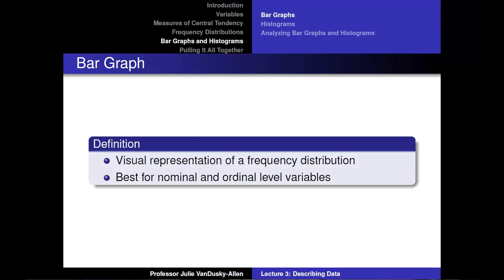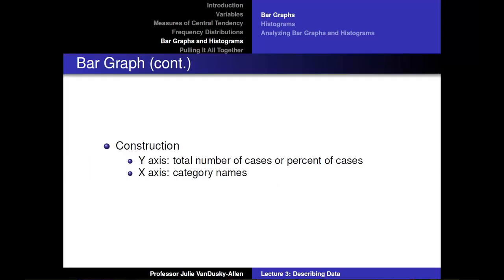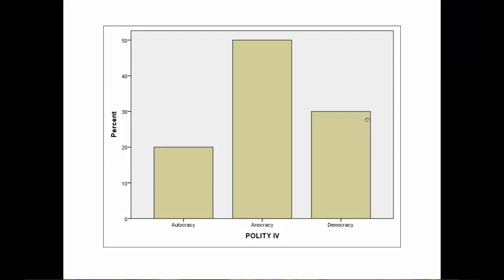In the next part of the lecture, I will show you how to make a bar graph. A bar graph is a visual representation of the data from a frequency distribution. As such, it is best used for nominal and ordinal level variables. When you construct a bar graph, you place the total number of cases or percentage of cases on the y-axis and the category names on the x-axis.